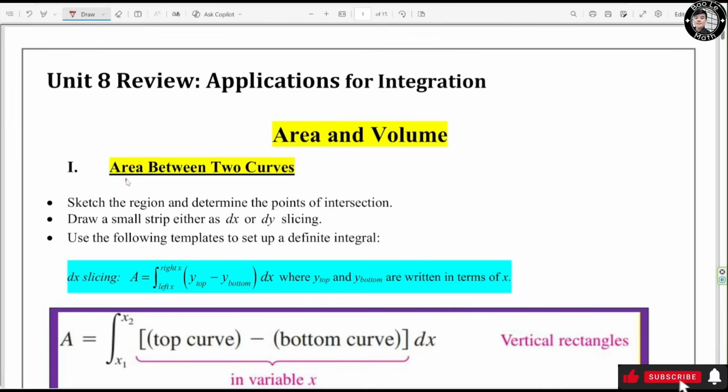First, we're going to talk about the area between two curves. When dx slicing, we have this formula, where y top and y bottom are written in terms of x. Alright, so in this situation, it's going to be the vertical rectangle, right? This one is the height, this one is the width. The height is the distance between y top and y bottom. The width is dx.